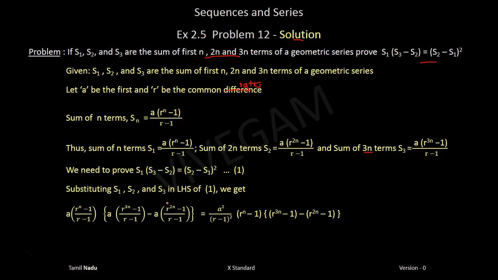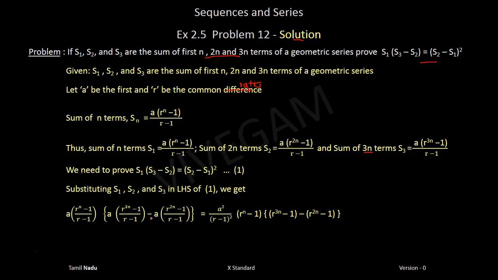So what will happen when you substitute S1? S1 is A into R to the power of n minus 1 by R minus 1. Now inside the bracket is S3 minus S2. Open a bracket. Okay. And what is S3? S3 is A into R to the power of 3n minus 1 by R minus 1, minus S2, which is A into R to the power of 2n minus 1 by R minus 1.